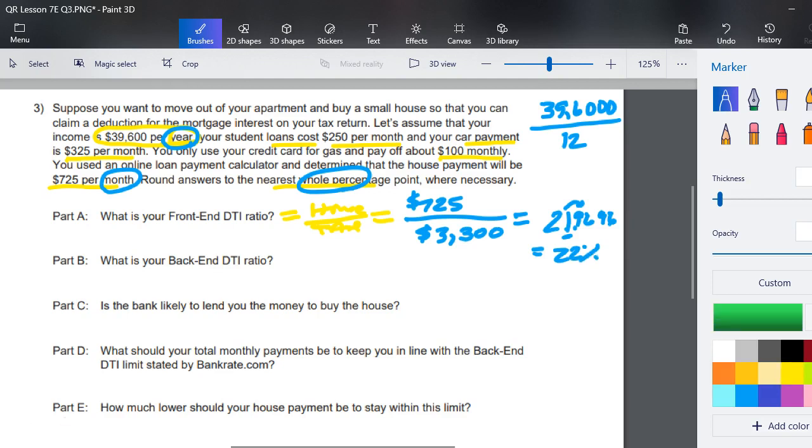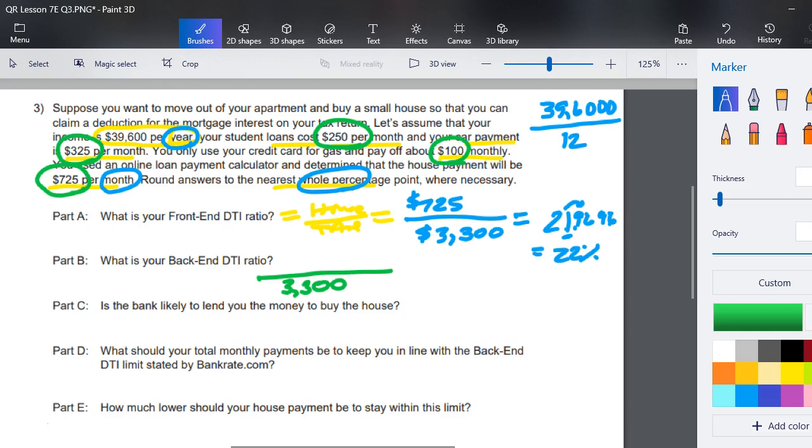They also want us to calculate the back end. If you haven't already tried this, hit pause and then try this and then come back. My back end DTI, I'm going to have the same denominator. My income goes there. And again, I've got to keep it the same unit, like month by month or year by year. And when I look at my back end DTI, when I go back and look at the definition, or if I've already memorized it, it's all recurring debt payments. So I have a student loan, I have a car payment, I have a credit card, a gas credit card. And house payment needs to get included in all of this too. So I'm going to add up my $250, my $325, my $100, and my $725.